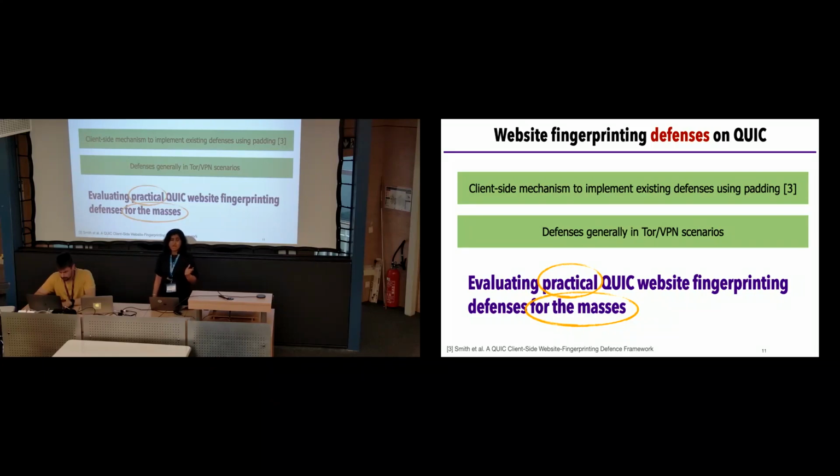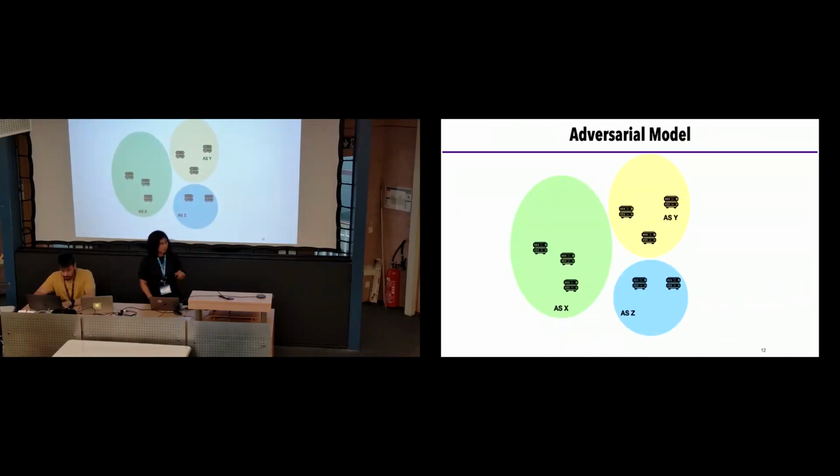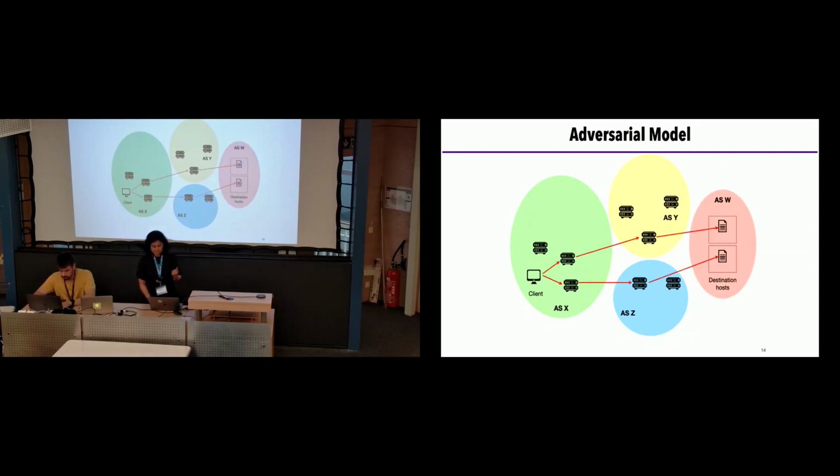And the other point I want to highlight is we wanted to look at the practicality of these defenses, whether they're actually going to be implemented or will they see widespread adoption for the average user. So if you look at the adversarial model, let's say that you have a number of ASs, or autonomous systems, and you have a client that is located in a particular AS. And this client can access different web pages which could be hosted somewhere else in another AS.